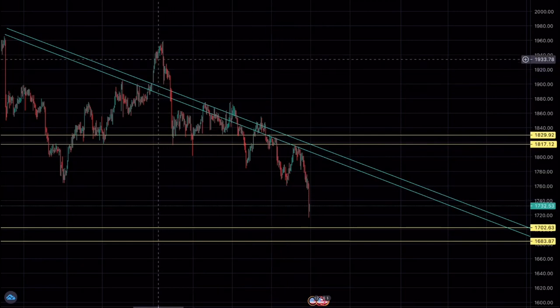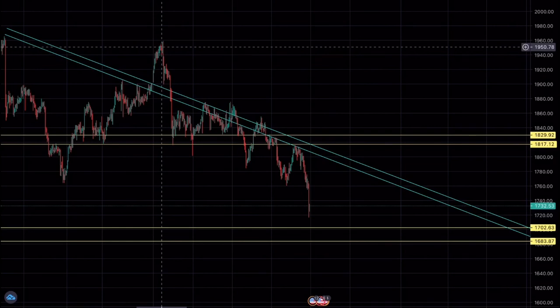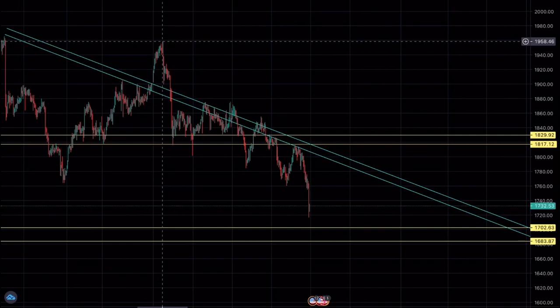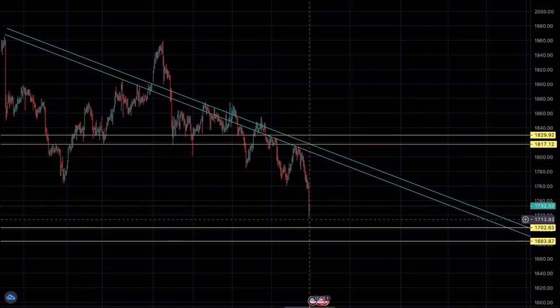Now coming to the technical perspective, from 6 January, or from the start of 2021, we were seeing a bearish momentum entering the market, as you can see on the chart. From around 1958 until now, this bearish momentum has continued, and the market has made the low of 2021, which is around 1713.